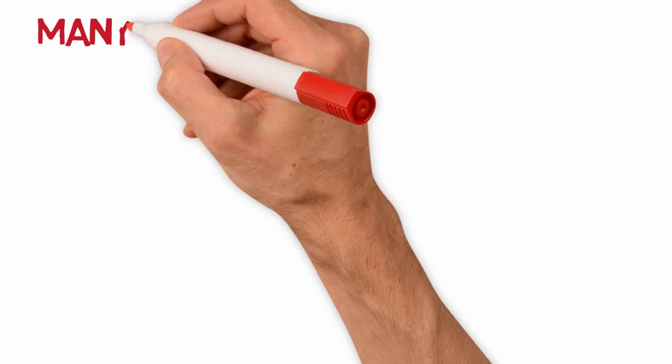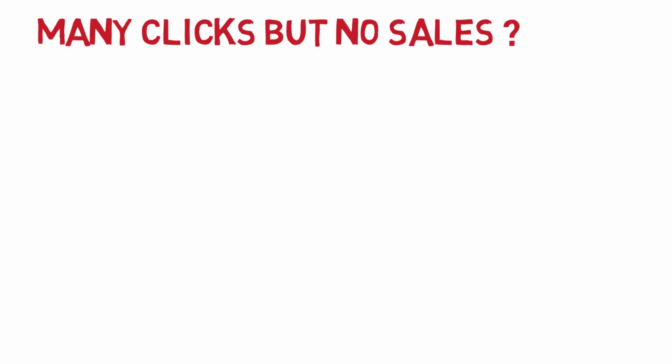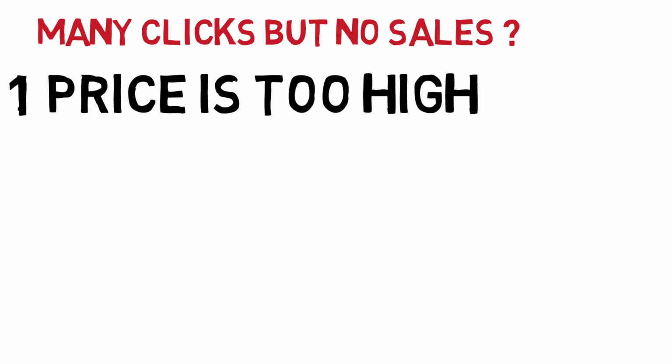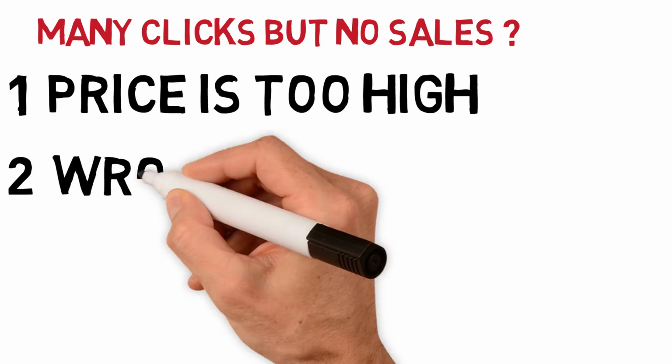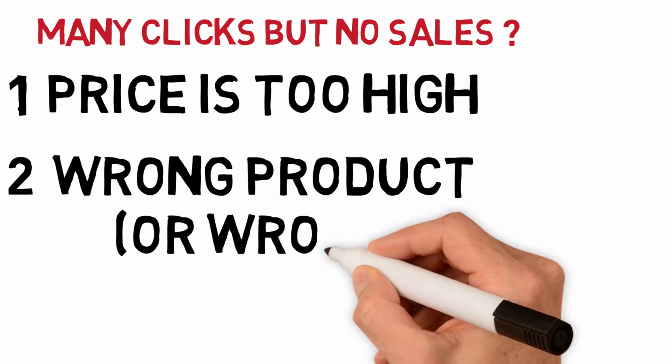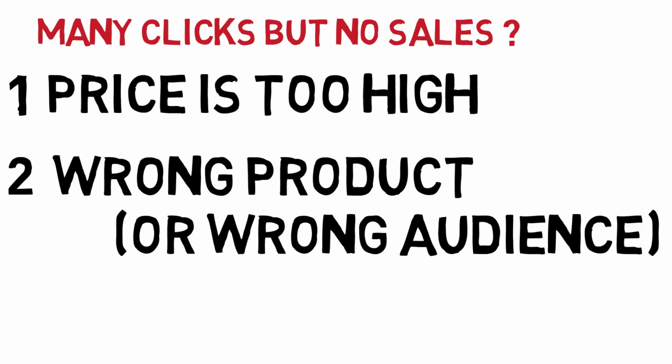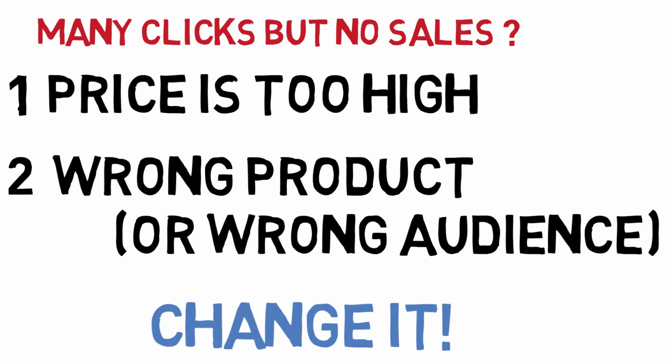For example, if you see that many people are clicking on the ad but not buying the product, it can be for 2 possible reasons. First, the price of the product is too high. Second, you probably chose the wrong product, and that's not a problem. Changing a product takes only 5 minutes. Oberlo really does all for you. So don't hesitate to change what is not working. Be flexible in this case.